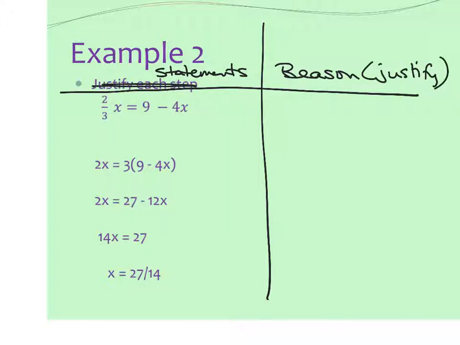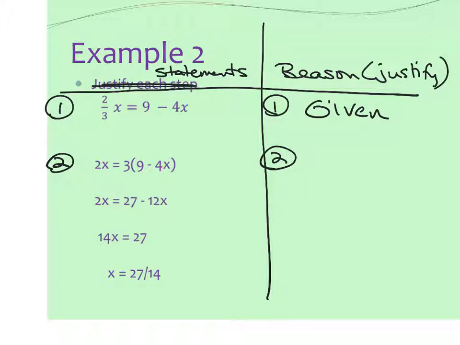All right, so the first, number 1, this one is the problem that I'm giving you. So this is given. Generally, your first statement in your proof is going to be given. Now, we have to describe what we did to go from step 1 to step 2. What did we do? Multiplication. So we applied the multiplication property of equality. We multiplied both sides by 3.